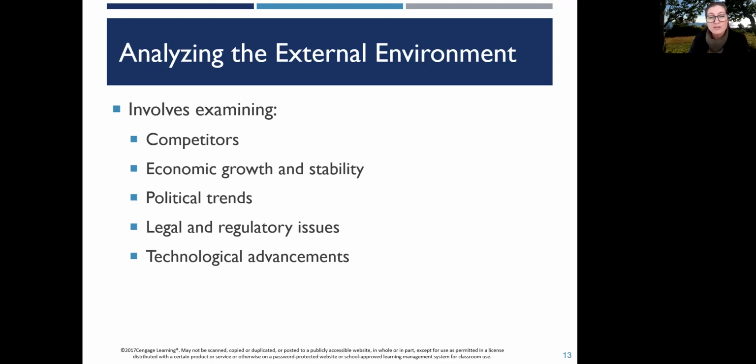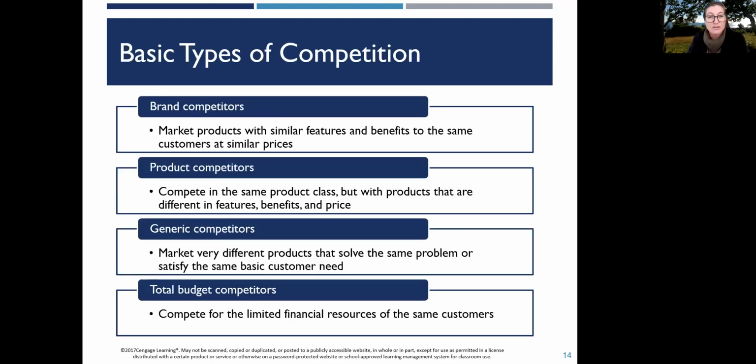From there, we move into the macro environment and we look at various macro factors such as politics, economics, sociocultural issues, and technology.